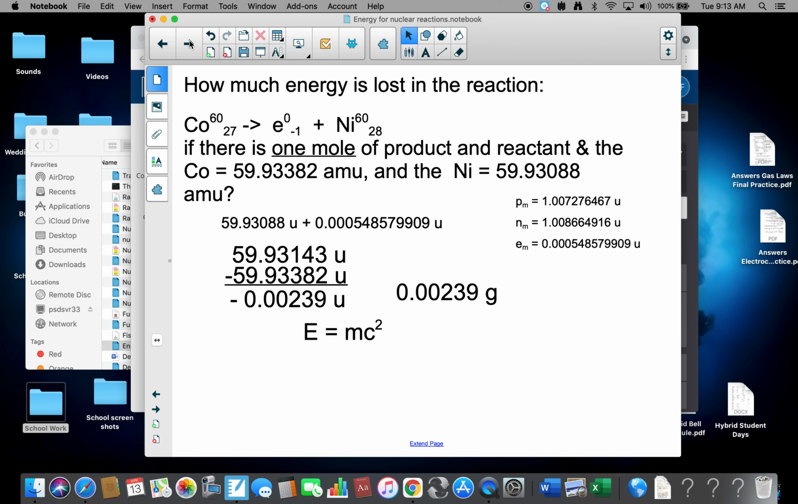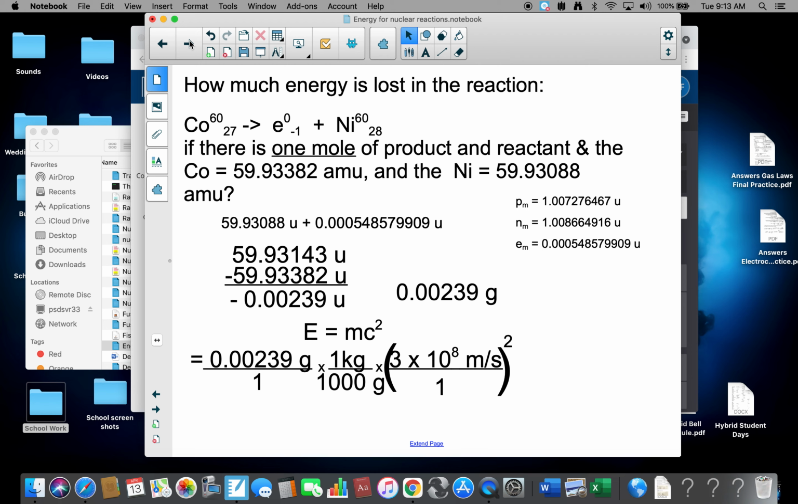So we're going to use the equation E equals mc squared, put our value over 1, convert it to kilograms because mass has to be in kilograms, and multiply by the speed of light squared. When we do, we get a value of 2.15 times 10 to the 11th joules. And technically that's per mole since it is in 1 mole's reaction. So that's my answer.